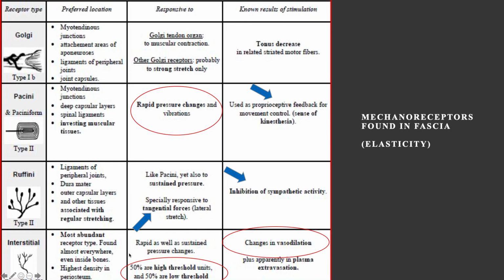Last one here, the interstitials. The interesting takeaway here is, one, most abundant type of receptor, found everywhere, almost everywhere, even inside bones. The interesting takeaway for me here was 50% are high threshold units, 50% are low threshold. So that speed spectrum that we were talking about, we're looking at the interstitial receptors here. And the takeaway is change in vasodilation, or in other words, ability to get blood flow to where we need it to go.